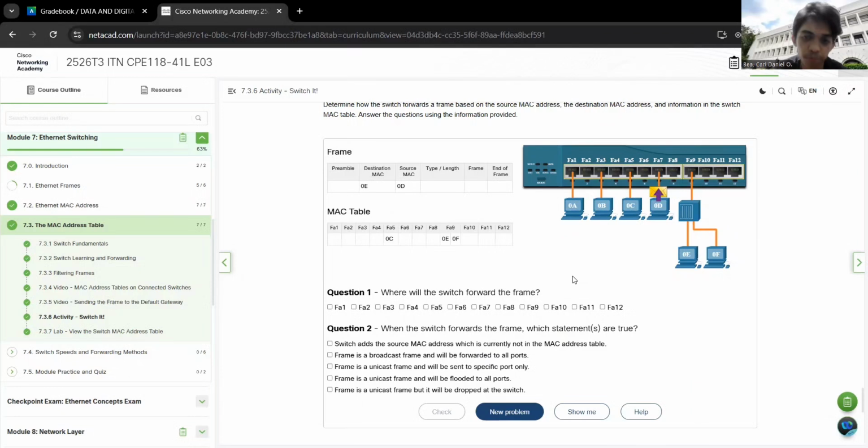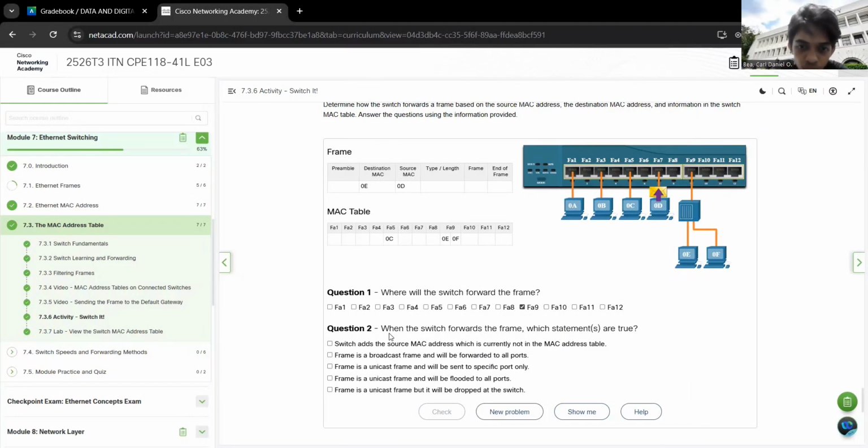On to the next one. Again, let's look at the destination MAC, source MAC, and the MAC table to see if they are mapped. As we can see, 0E, which is the destination MAC, is mapped in FA9, and the source MAC is actually unknown. So where will this switch forward the frame? 0E is in FA9, so it will be forwarded to FA9.